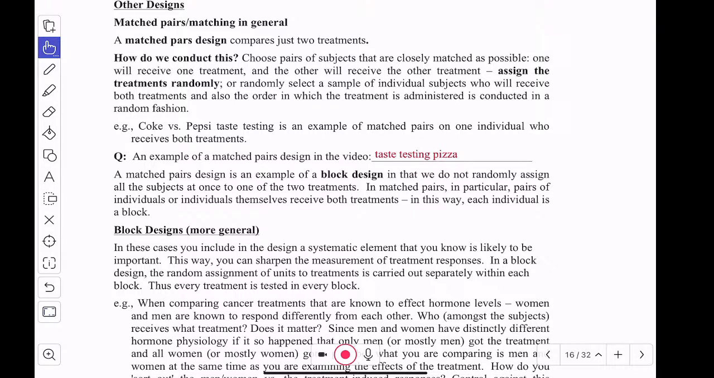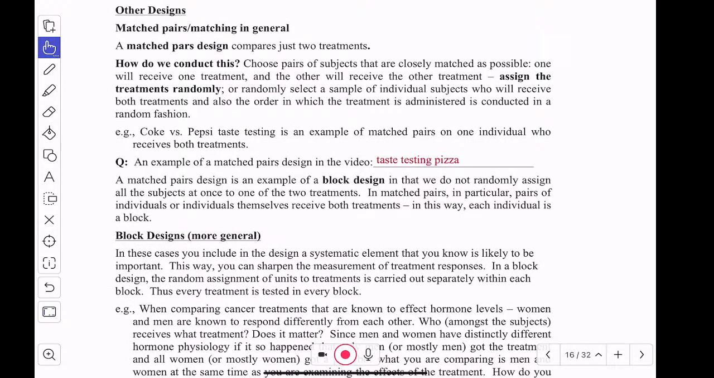All right, so some of you have mentioned block designs. We're going to start with a discussion on matched pairs design. Okay, so the classic matched pair, I just noticed this is missing here.